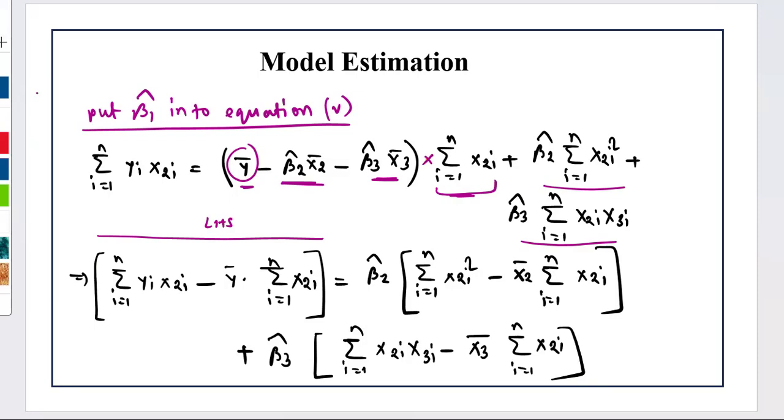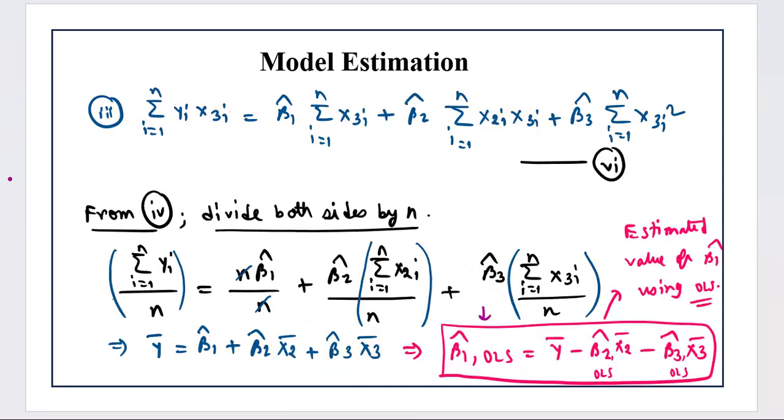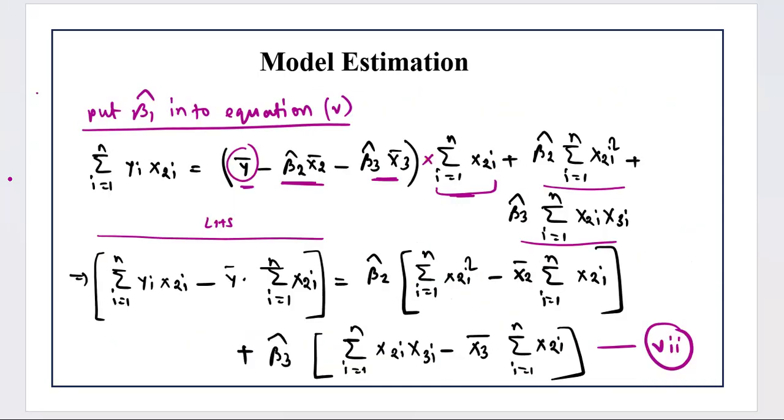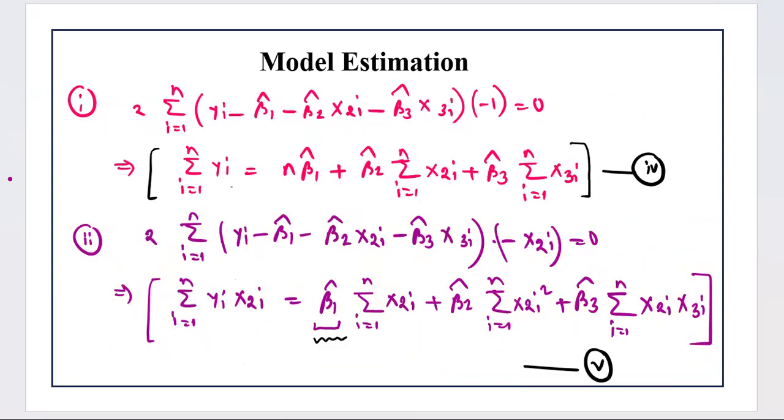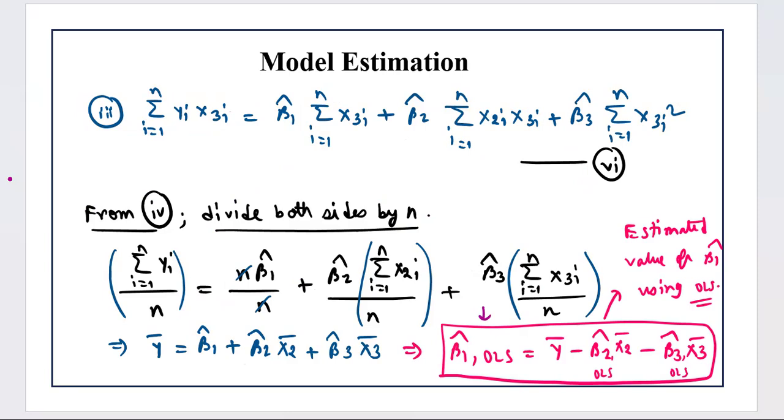And let us call this term, what will be the equation number? I think it's equation 7. Right? Yes, we had equation 6, so it will be equation 7. Now do the same thing. See, we had another normal equation. This is the third normal equation that we had. Here also you have this beta 1 term, so do the same thing. Replace this by this estimated value.